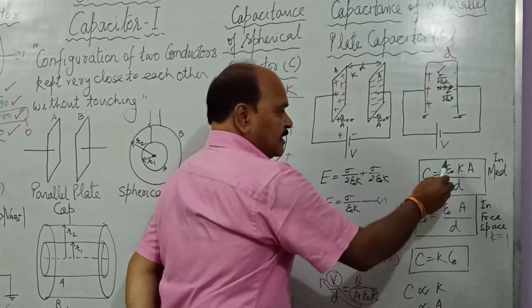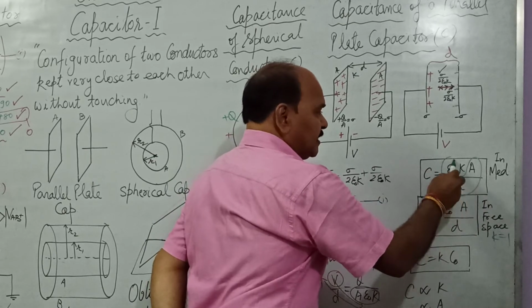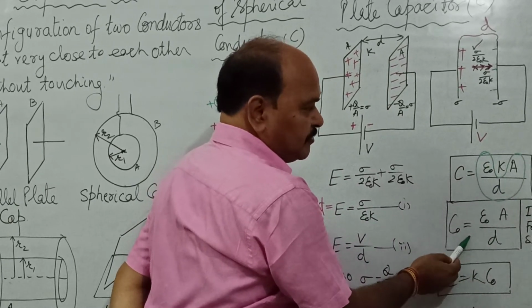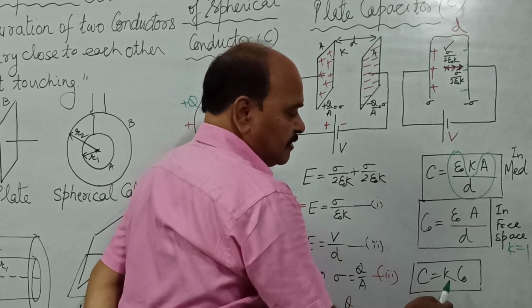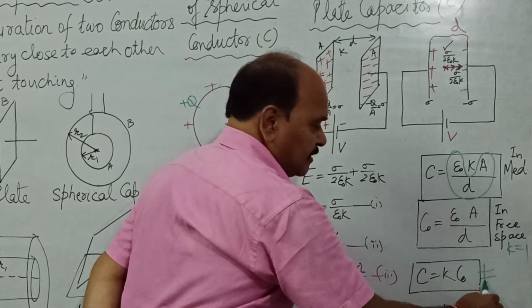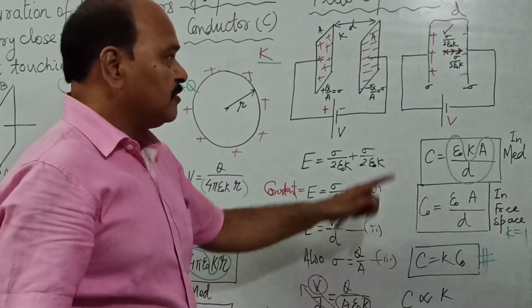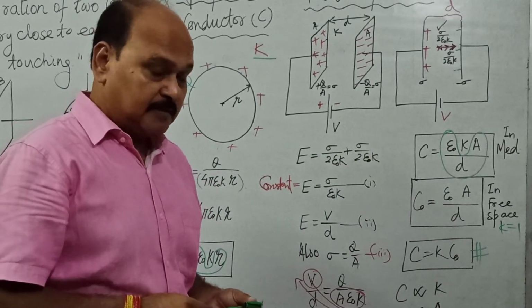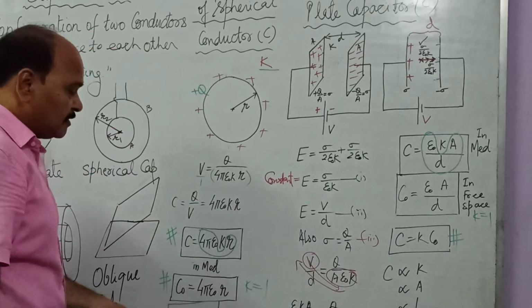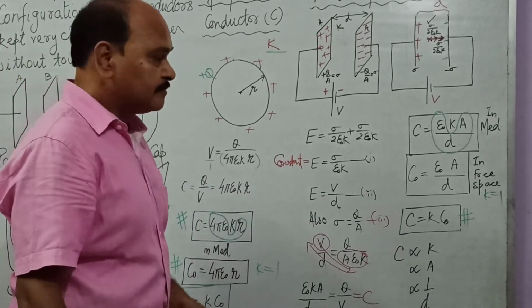Well, epsilon naught A by D is C naught. If we substitute this C naught here, what do we get? C as K times C naught. This is the effect of dielectric. When dielectric is placed in between the two plates of a capacitor, capacitance becomes K times greater. The same effect we have seen here in case of spherical conductor.